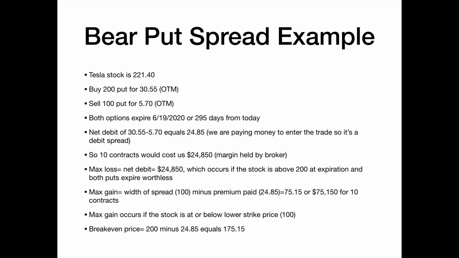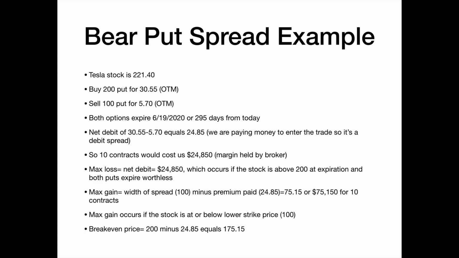Now the max gain on a bear put spread is simply the spread, the width of those two strike prices. So in this case, it's 200 minus 100 equals 100. The width is 100. And then we subtract the premium paid. So we paid $24.85. So the max gain will occur if Tesla is trading right at 100 or below.